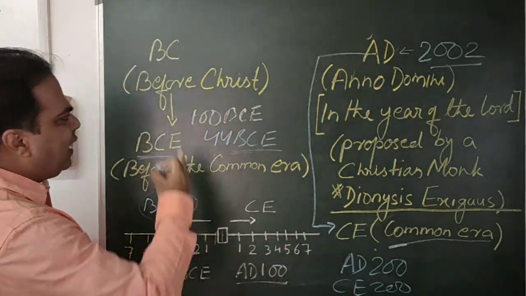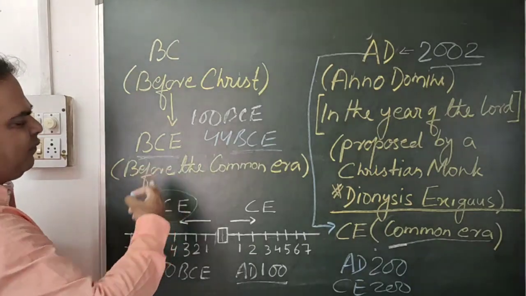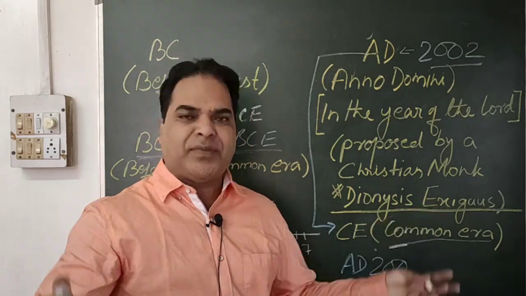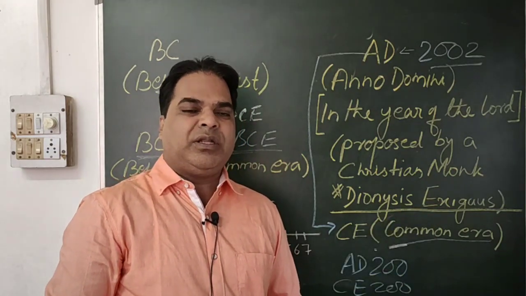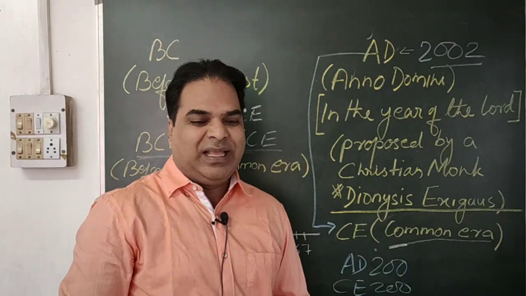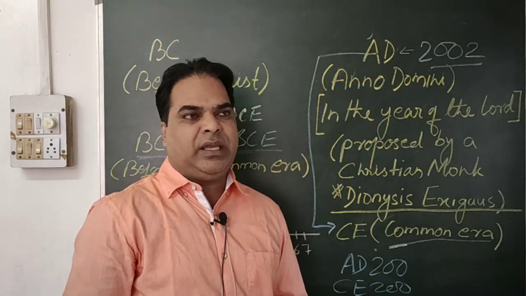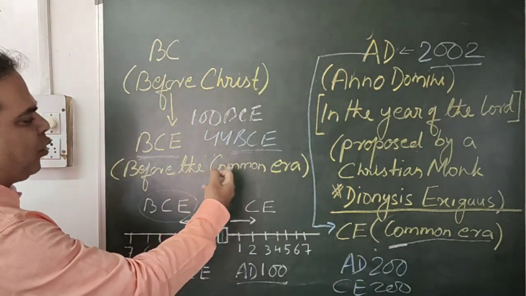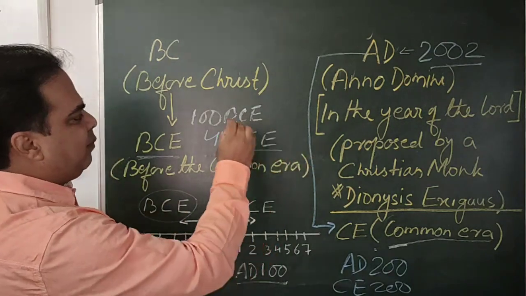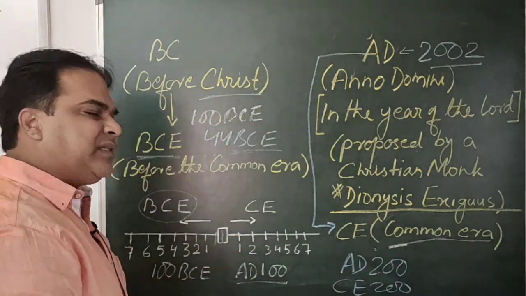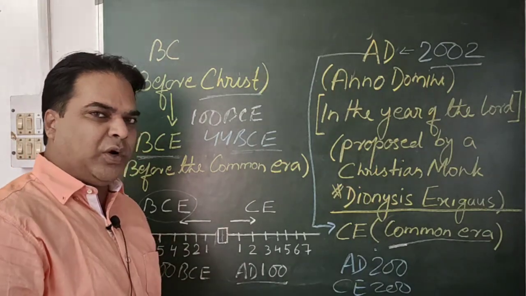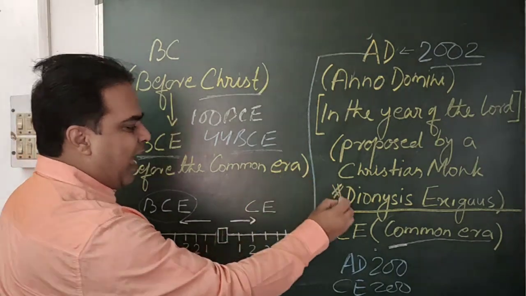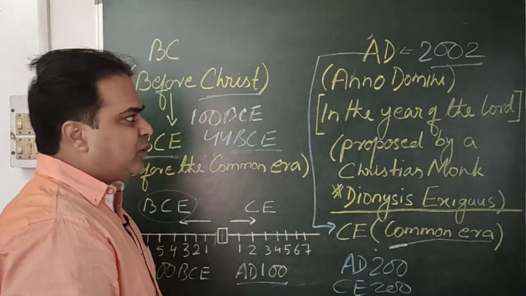But now let me tell you why this has been replaced. Why BC has been replaced by before the common era. AD means in the year of the Lord, the birth of Lord Jesus Christ, right? So many in the non-Christian world may object to this. That is why it has been termed BCE, before the common era. So the term Christ has been removed. But many countries even use BC. The non-Christian world uses BCE, before the common era, and CE, common era.